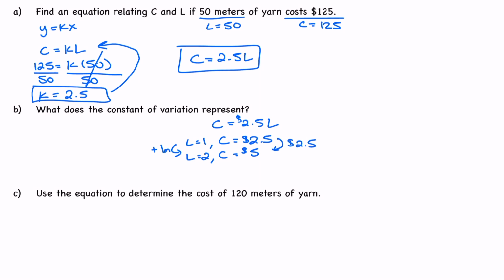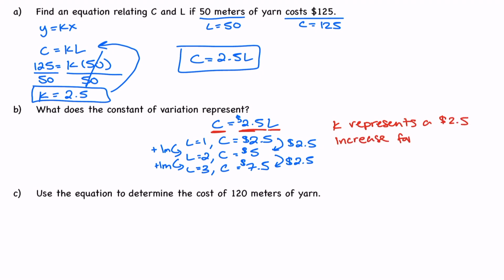And we can keep doing this. So if L is equal to 3, then our cost is going to be equal to $7.5. So another increase by 1 meter is going to be another increase in $2.5. So our constant of variation means that for every increase of 1 meter, our cost is going to increase by $2.5.